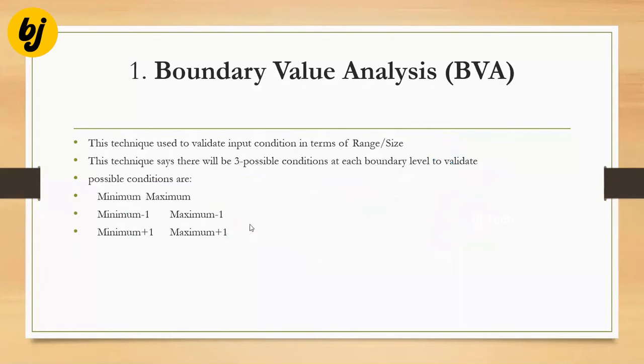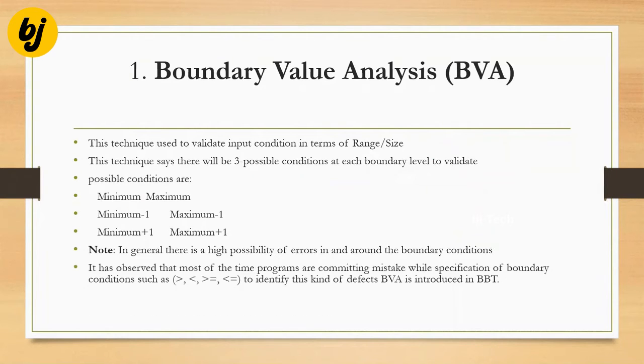So that's the reason why we go for these values only: in general, there is a high possibility of errors in and around the boundary conditions. If you observe the source code of any application, most of the time programmers make mistakes while specifying the boundary conditions, such as the operator types. To identify those, boundary analysis is sufficient.